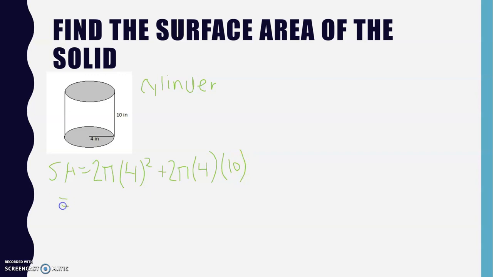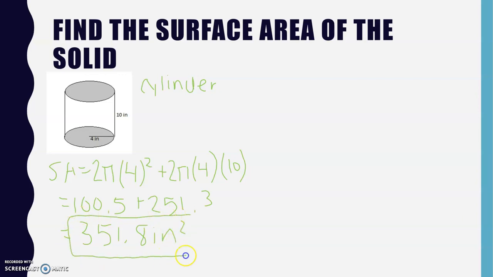And now I'm going to do the multiplication on the first part, and the second half I'll break apart like I did before. So 2 pi times 4 squared will give us 100.5. And then 2 pi times radius times height will give us 251.3. Lastly, we add them together to get 351.8 inches square.